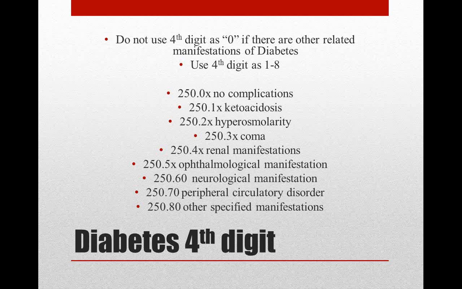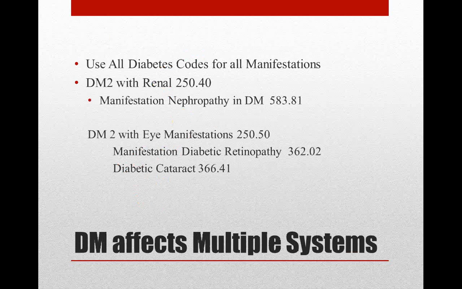Ketoacidosis 1, hyperosmolarity 2, coma 3, renal manifestations 4, ophthalmologic 5, and so on. 6 for neurologic, 7 peripheral, 8 for non-specified. If these conditions are a manifestation of diabetes, you want to use the more specific code.